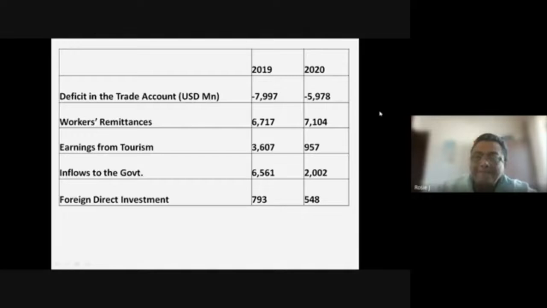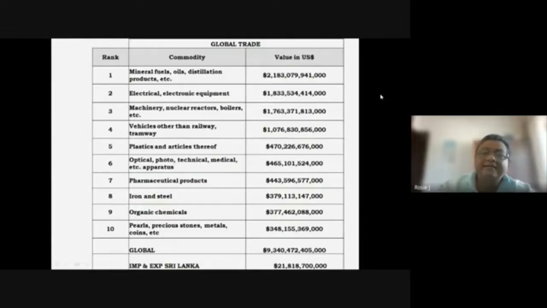Okay. I told you what is import. I told you what is export. I told you why dollars are important. Okay, now that part is finished. Now let me see what we can go on to. This is a chart I'm showing you of global trade.